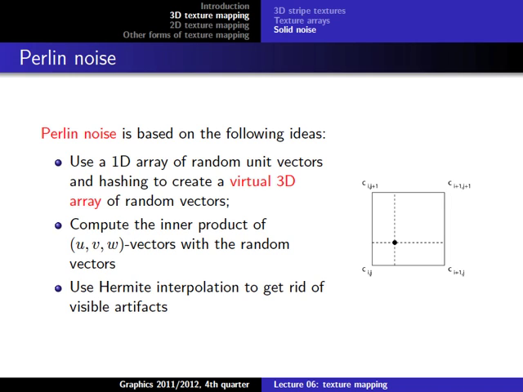So the first step is that we create random unit vectors, a virtual 3D array of random vectors. So we create some random values to put some noise into our structure, into our patterns, into our textures. And you see here we use vectors and not values. The reason why we use vectors is that we then do the inner product, which has certain advantages, which I'll talk about later.